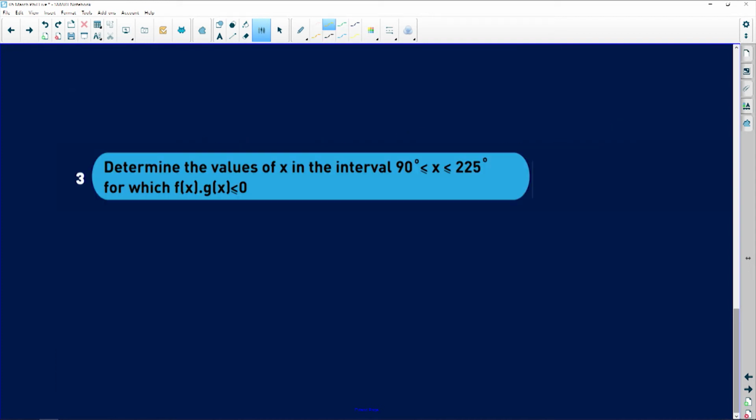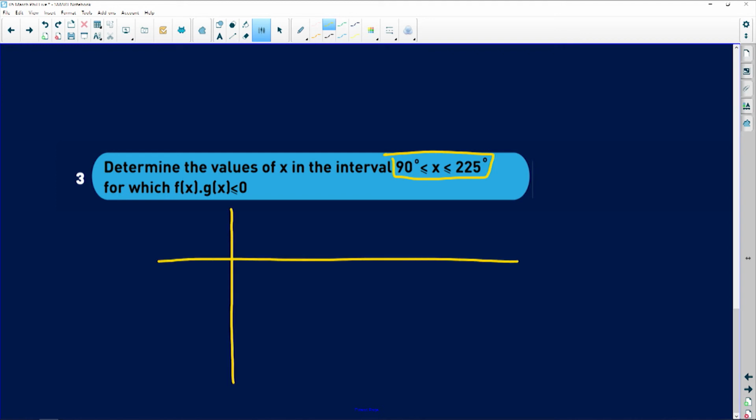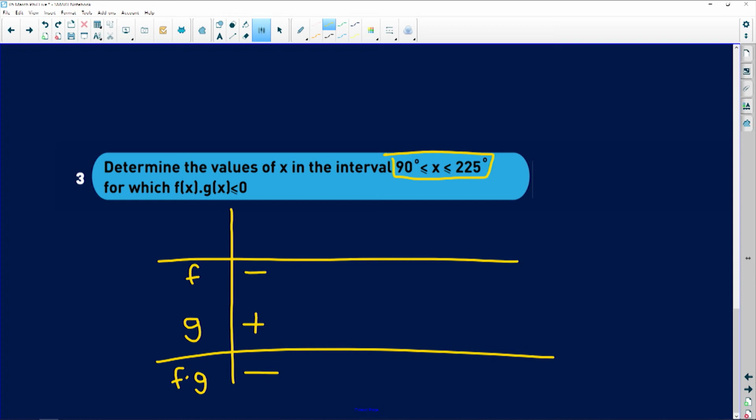Then lastly it says, determine the values of x in the interval 90 to 225, for which their product is less than or equal to 0. Guys, what does less than or equal to 0 mean? Less than 0 means we need a product of a negative. Equal to 0 means we need a product of 0. So if I take my f graph and my g graph, in order to get a product of negative, f needs to be negative and g needs to be positive, or f needs to be positive and g needs to be negative. That means that their product, because a negative times a positive gives me a negative, and the other way around. So let's take a look.